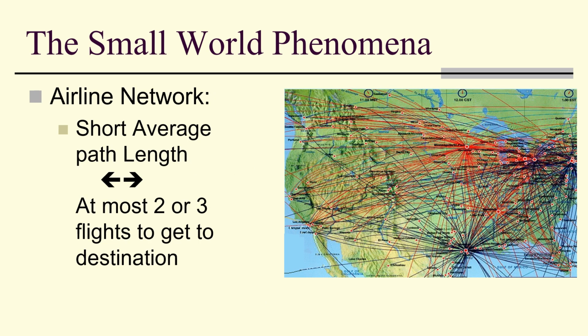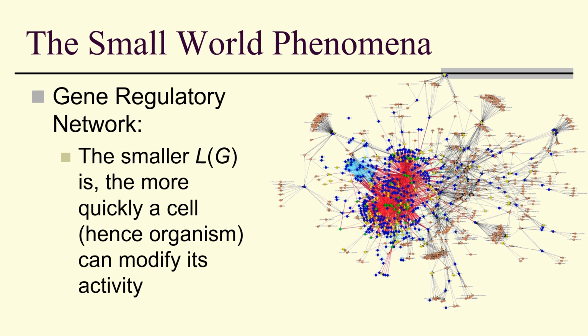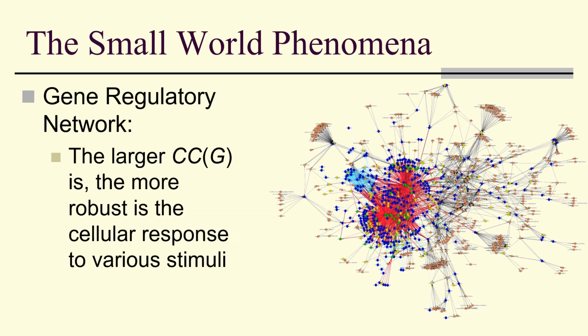An airline network is small world. Notice it's highly clustered because most of the flights out go through only a few hubs. In gene regulatory networks, the smaller L of G is, the more quickly a cell can modify its activity. The larger the clustering coefficient, the more robust is the cellular response to various stimuli.